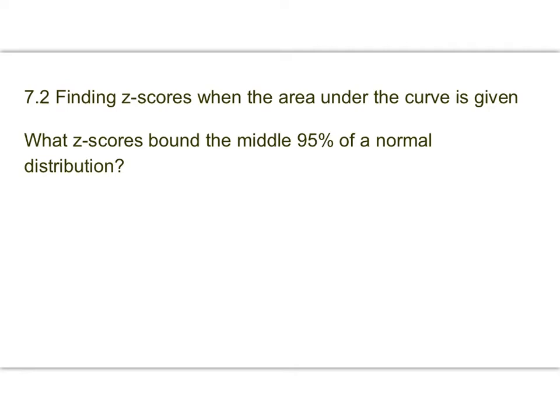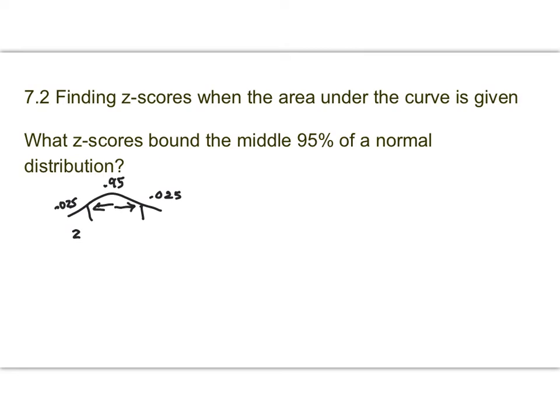All right, let's try finding the boundaries of z-scores that bound the middle 95% of data. That means I have 0.025 here and 0.025 here, because that adds up to 5%, and in the middle I have 0.95.